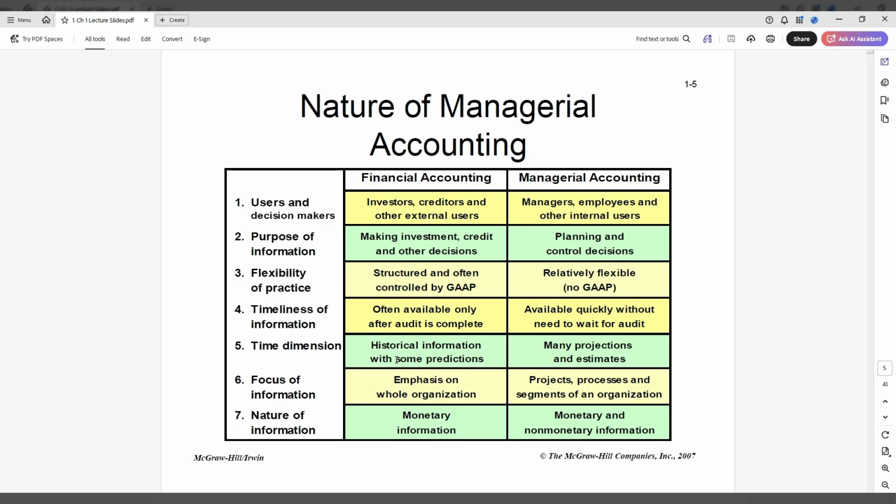As far as the focus of information, financial accounting takes a very holistic perspective. You're looking at the entire organization. We have to capture every aspect of the business on the balance sheet, assets equal liabilities plus equity of the entire business operation. And then compare that to managerial accounting. We're more so going to be looking at individual processes, certain segments of an organization.